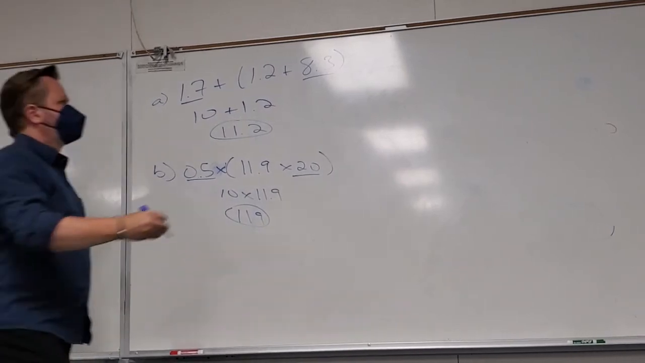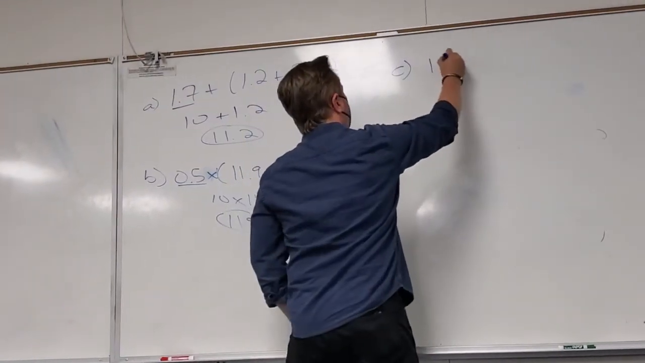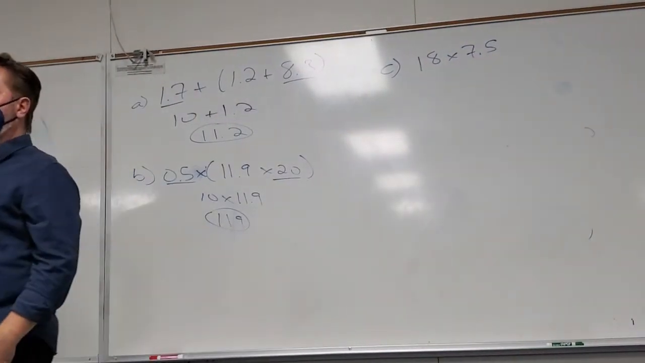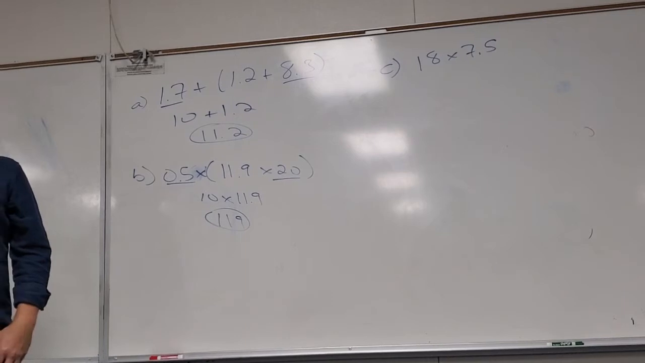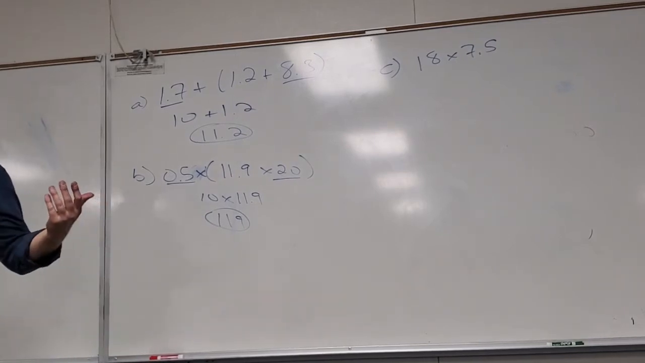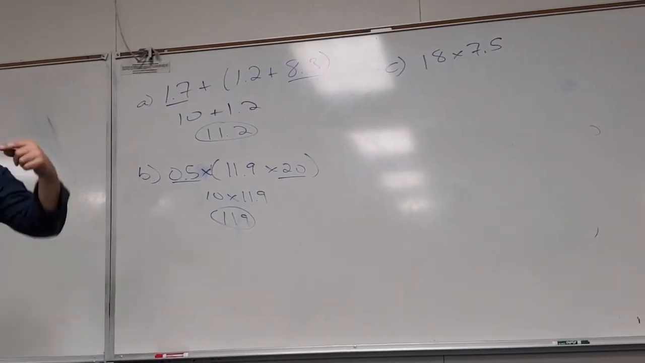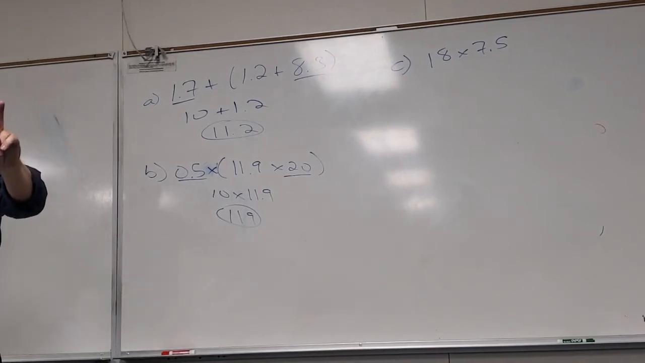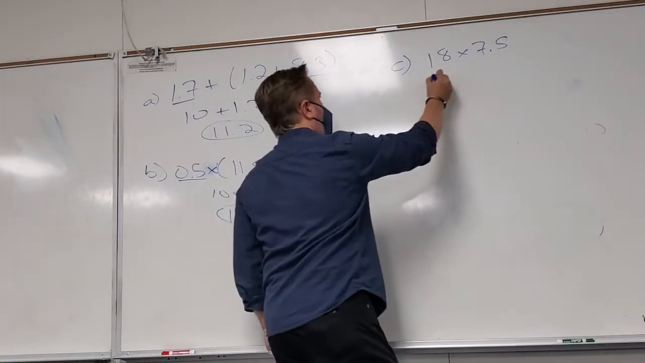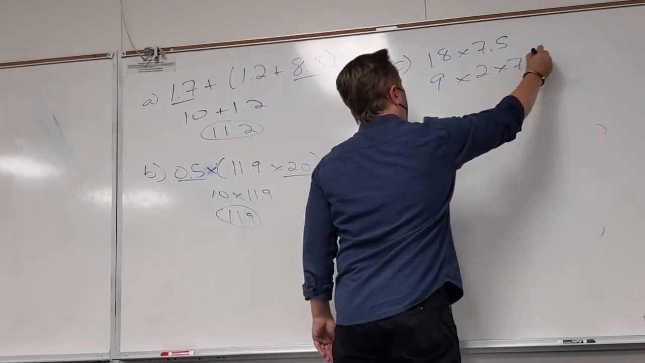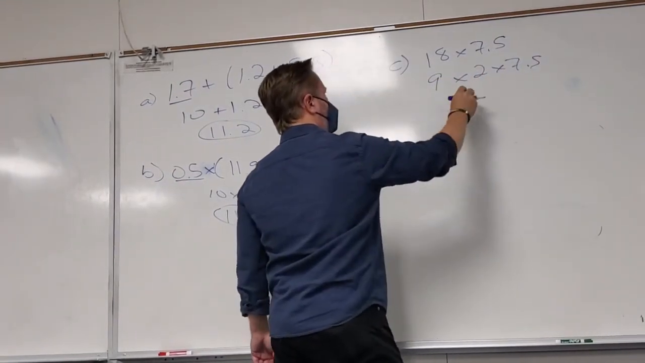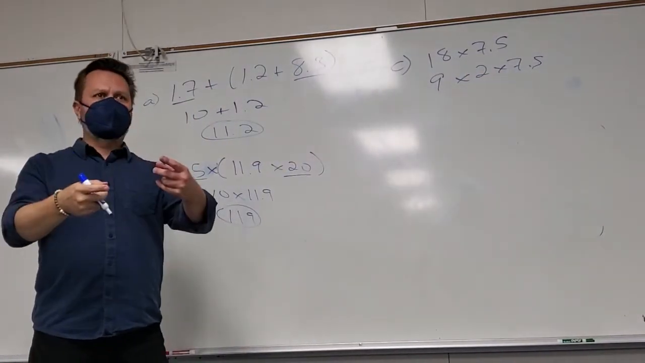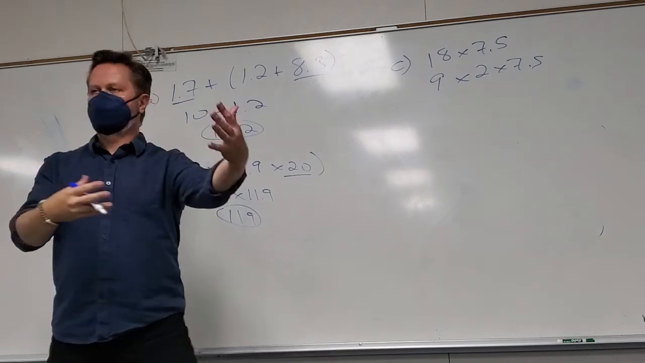What about 18 times 7.5? So we would do compensation there? Compensation, I love it. What does the 7.5 need to become nice? A factor of 2. Yeah. So if I take a factor of 2 away from 18 and give it to the 7.5, what is twice 7.5? 15, right? Twice 7 is 14, twice a half is 1, 15.